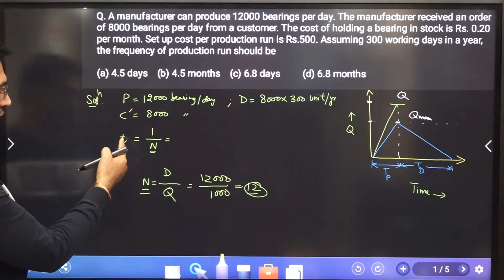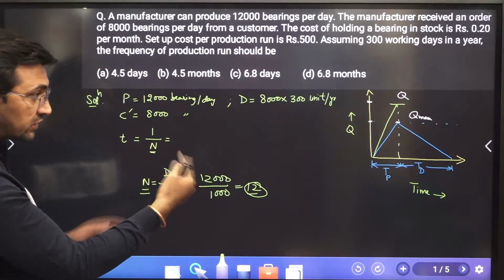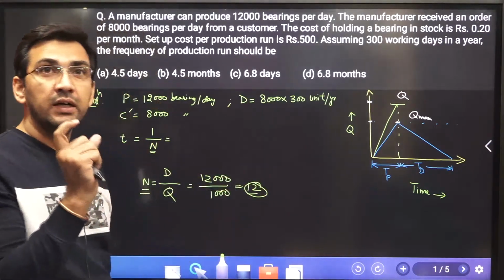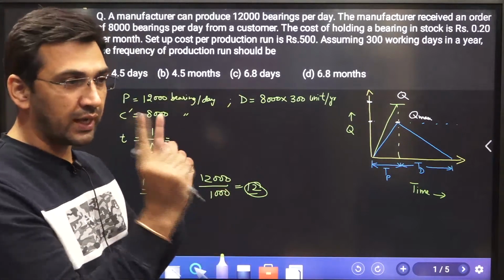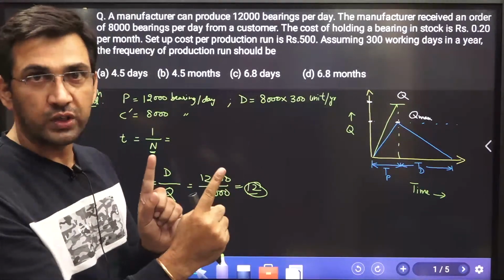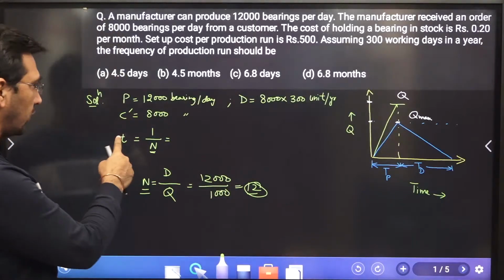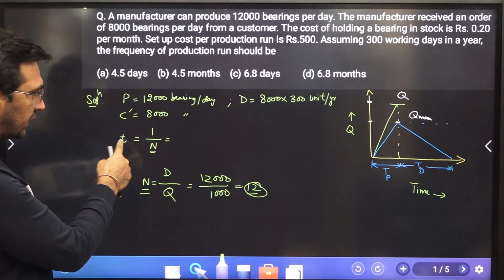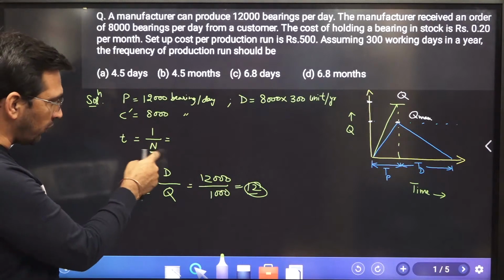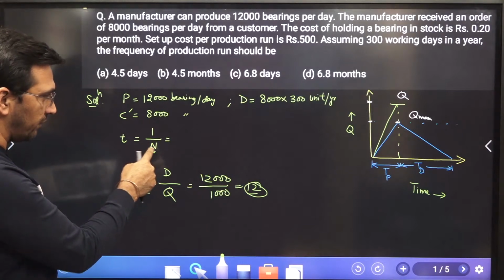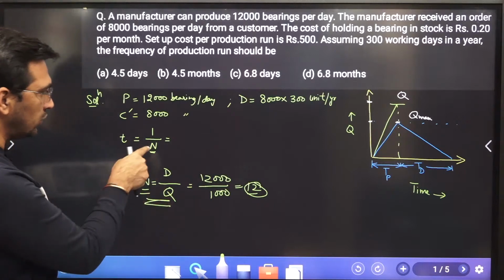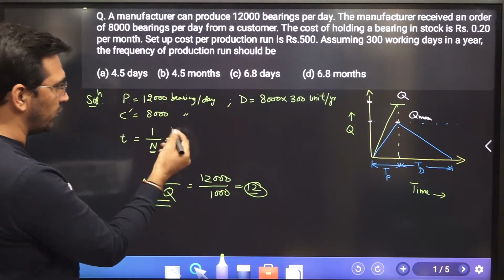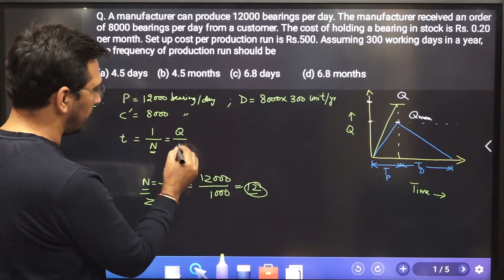So if you want to find the cycle time, that means the time between two consecutive orders that you place, it is 1 divided by the number of orders placed in a particular period of time. Either you find it separately, or you put that value here, that it will be D by Q. So it will become Q by D.